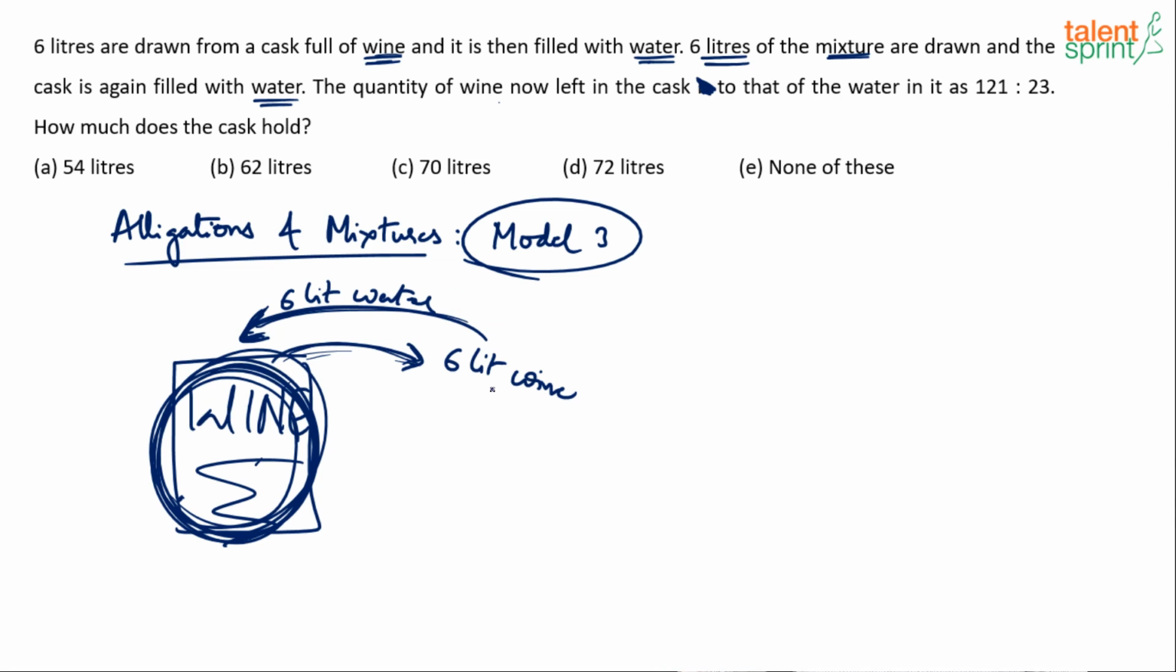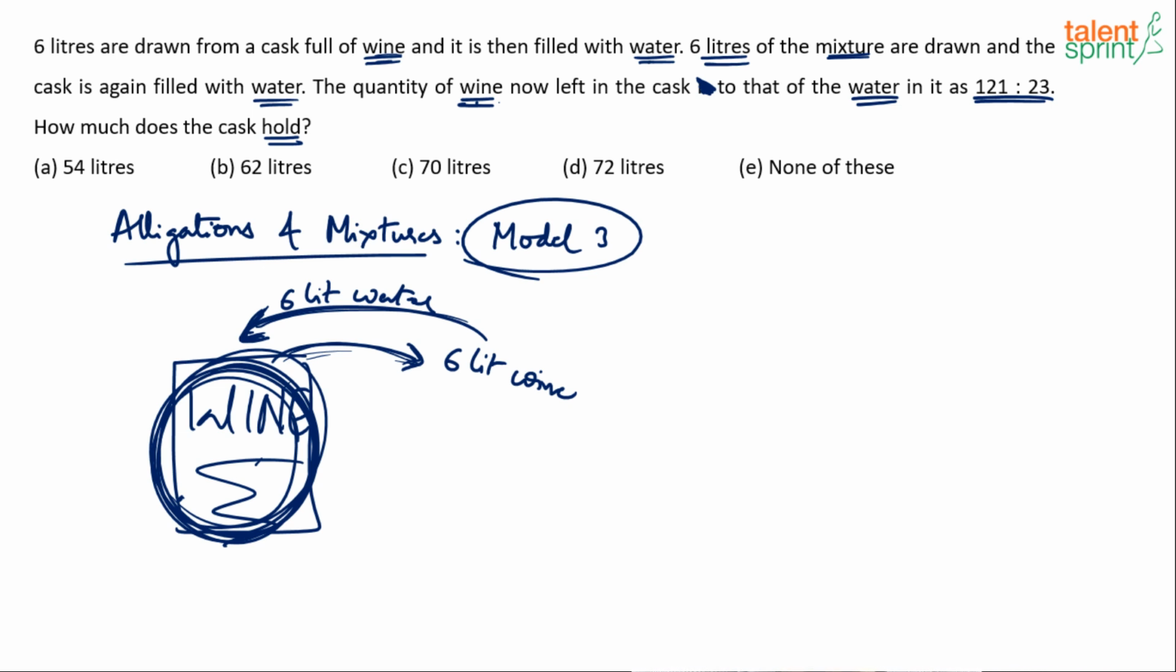But how much wine have you removed? Have you removed 12 liters of wine? No. In the first step, you removed 6 liters of wine. In the second step, you will be removing less than 6 liters of wine because some water also would come out. So this is the operation that has been done twice. He says finally the quantity of wine to water after these two transactions is 121:23. So how much is the overall capacity of this container? How much can the cask hold is the question.